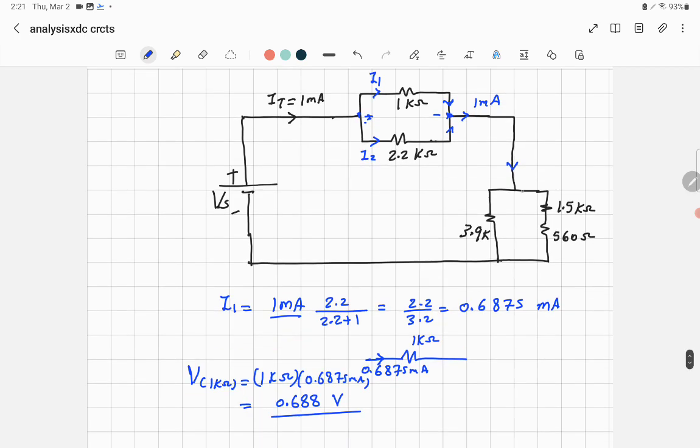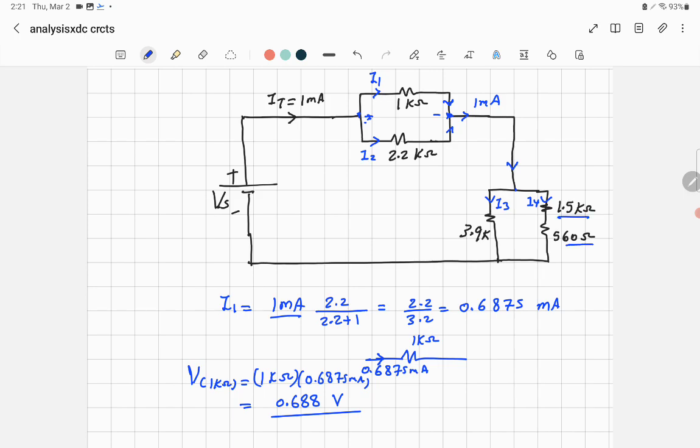So you want to find the voltage drop across each resistor. They are connected in parallel. Again, what we are going to do is use the current divider rule. Call this I3 and that's called I4. Remember that 1.5 kilo ohm is connected in series to 560 ohm. And pay attention that that's in kilo ohm and that's in ohm.